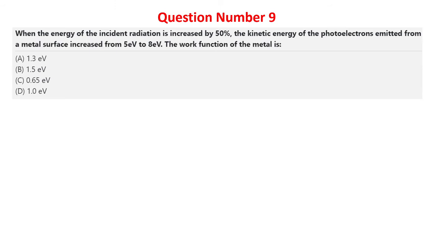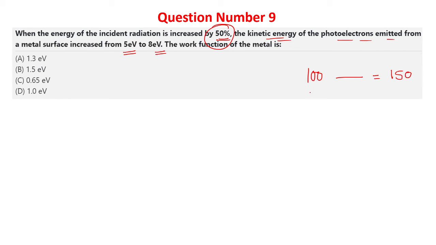Okay, question number 9. When energy of the incident radiation is increased by 50%, the kinetic energy of photoelectrons emitted from the metal surface is increased from 5 electron volt to 8 electron volt. What is the work function of the metal? So first of all, you must know what does 50% increase mean. If initial value of anything is 100, then 50% increase means new value becomes 150.